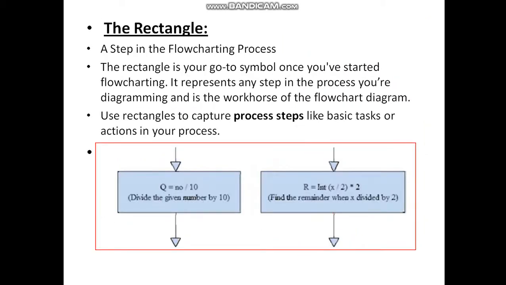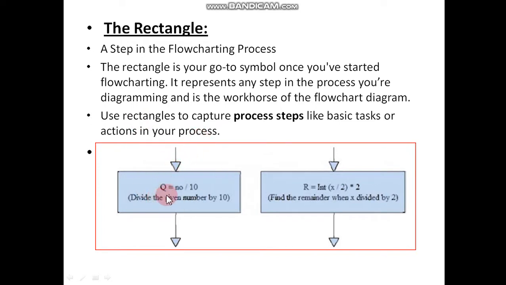The rectangle, the step in the flowcharting process. The rectangle shape is used to identify the process of your flowchart. The rectangle is your go-to symbol once you have started flowcharting. It represents any step in the process you are diagramming. In the flowchart diagram, use the rectangle to capture the process steps, like a basic task or action in your process.